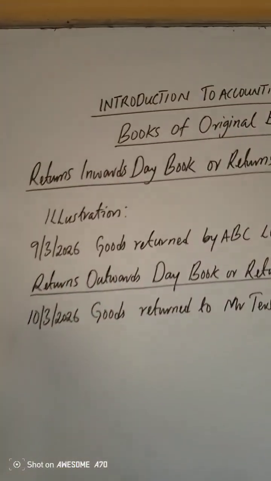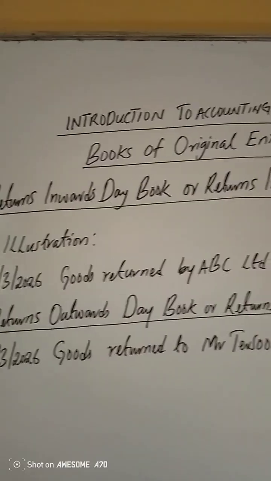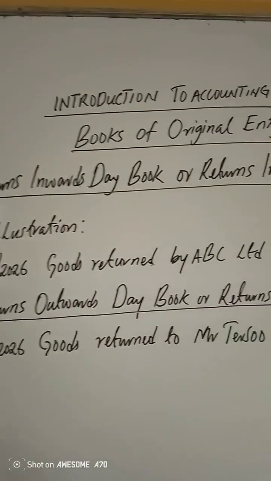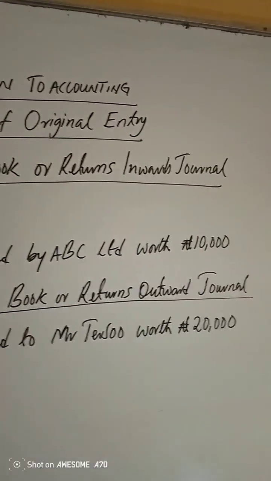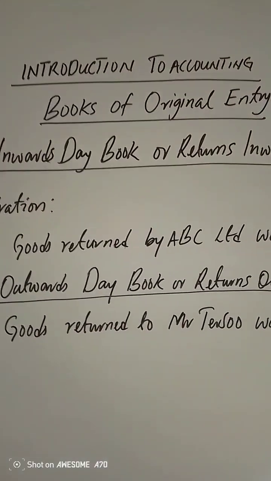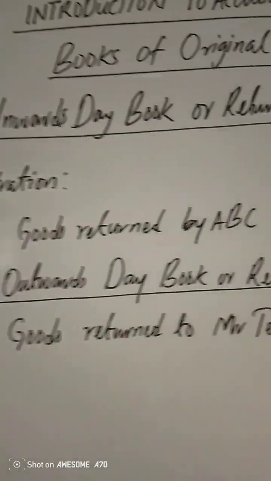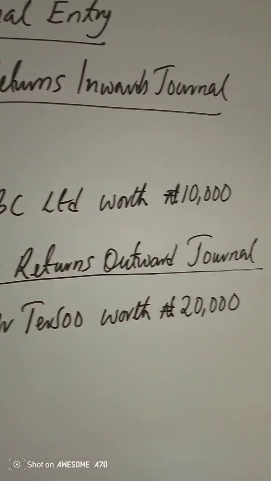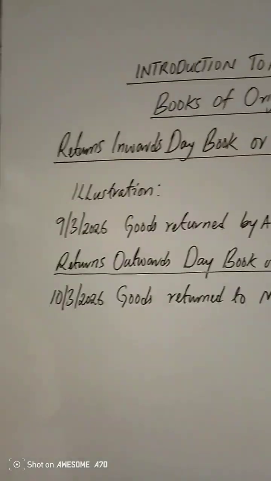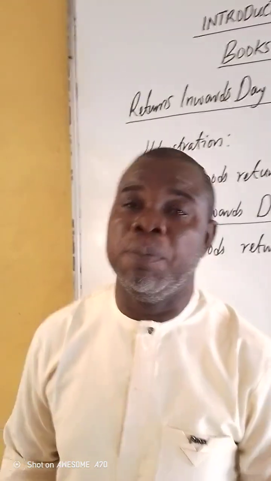In today's video, we are still going to continue with books of original entry under Introduction to Accounting. This is the concluding aspect of the books of original entry, where we have the returns inward daybook or the returns inward journal. We also have the returns outward daybook or the returns outward journal. In these books, it is clear what is the returns inward journal or returns inward daybook.